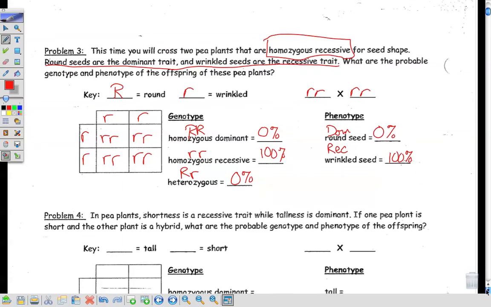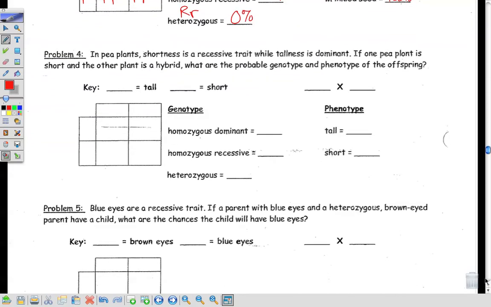Okay, problem 4. Shortness is a recessive trait, while tallness is dominant. If one pea plant is short and the other is a hybrid, what are the genotypic features? So I'm going to use the letter T, a capital T for the dominant trait tall, a lowercase t for the recessive trait short. So one pea plant is short. The only way to be short is to have two of the recessive alleles. The other was a hybrid. If you remember from the introduction from page 1, hybrid is heterozygous.